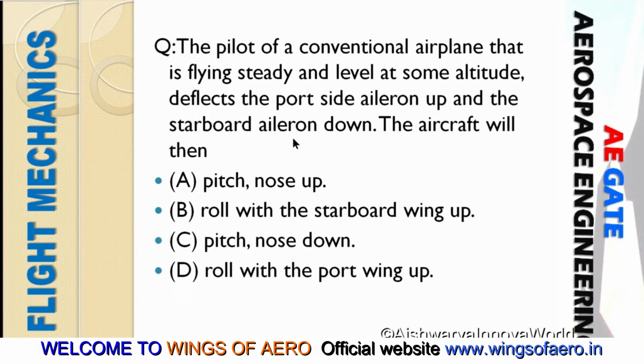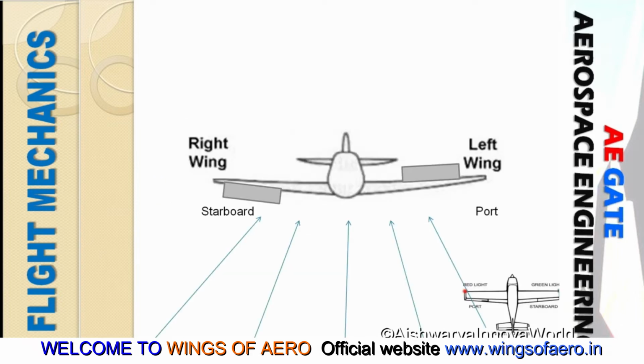See, it is written aileron. So what is the function of an aileron? Aileron provides a rolling movement. So it can be either option B or D. So you have to choose the answer from B and D. Let's see the figure displayed on your screen.